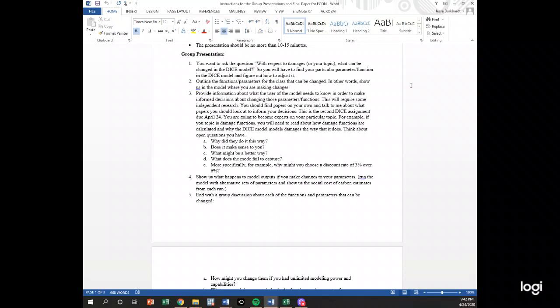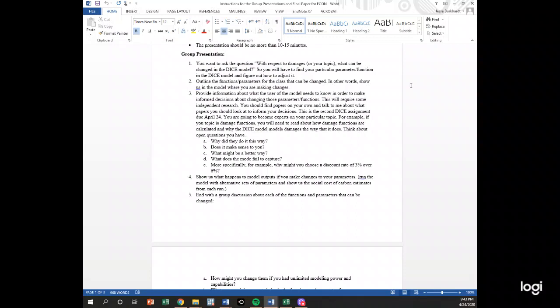So figure out what parameter can be changed, and if you're in the discount rate group, obviously it's the discount rates. If it's the damage function, obviously it's the damage functions. Decarbonization, obviously it's the sigma parameter, and then the climate sensitivity is the climate sensitivity parameter. But you could probably find other places to change in the model to affect each of those things. So figure out what can be changed in the DICE model with respect to your topic and adjust it. Then outline the functions and the parameters in the class, whether you can find them in the DICE model. Show us in the model where you're making those changes.